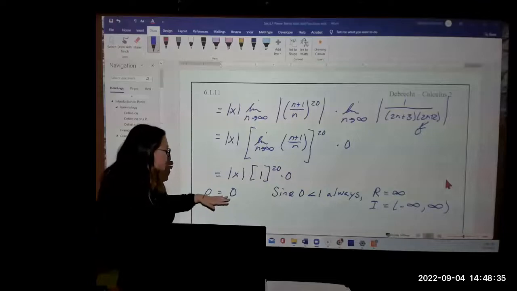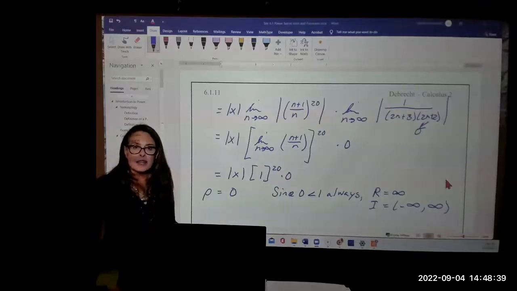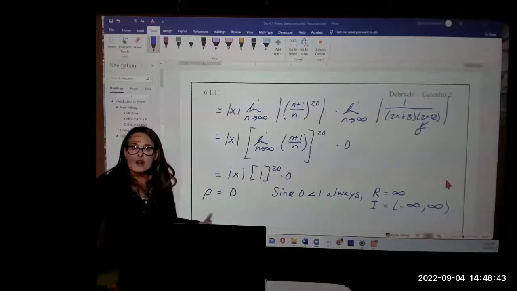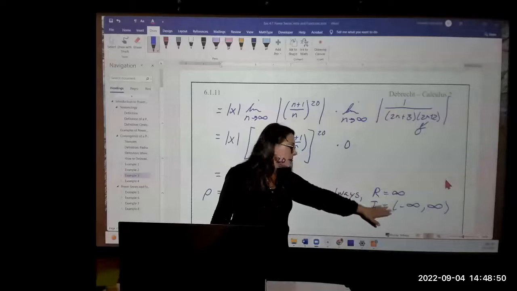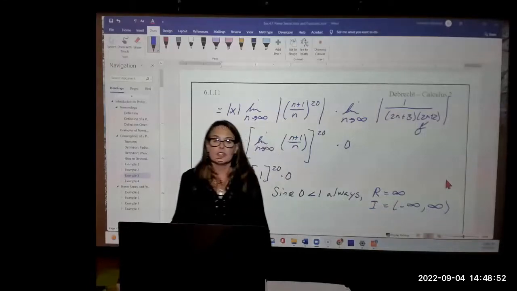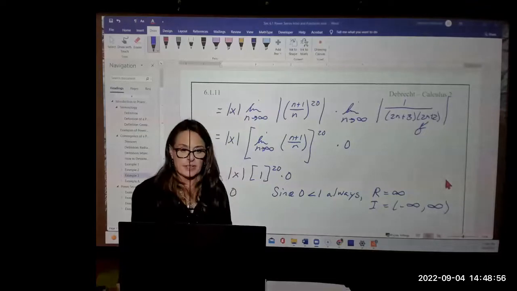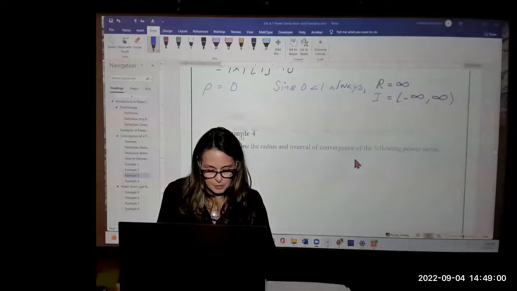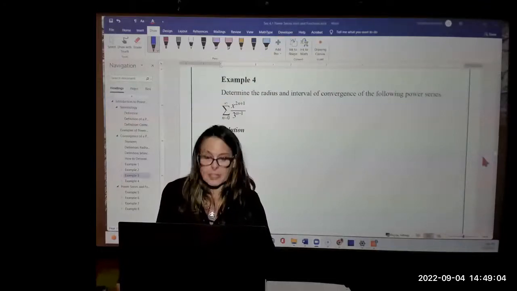Now, that's our value for rho from the ratio test, but 0 is always less than 1, which means that this converges for all values of x. It doesn't matter what x is. So our radius of convergence is infinity, and our interval of convergence is the entire real number line, negative infinity to infinity. Let's take a look at one more example before we move on to talking about power series and functions.